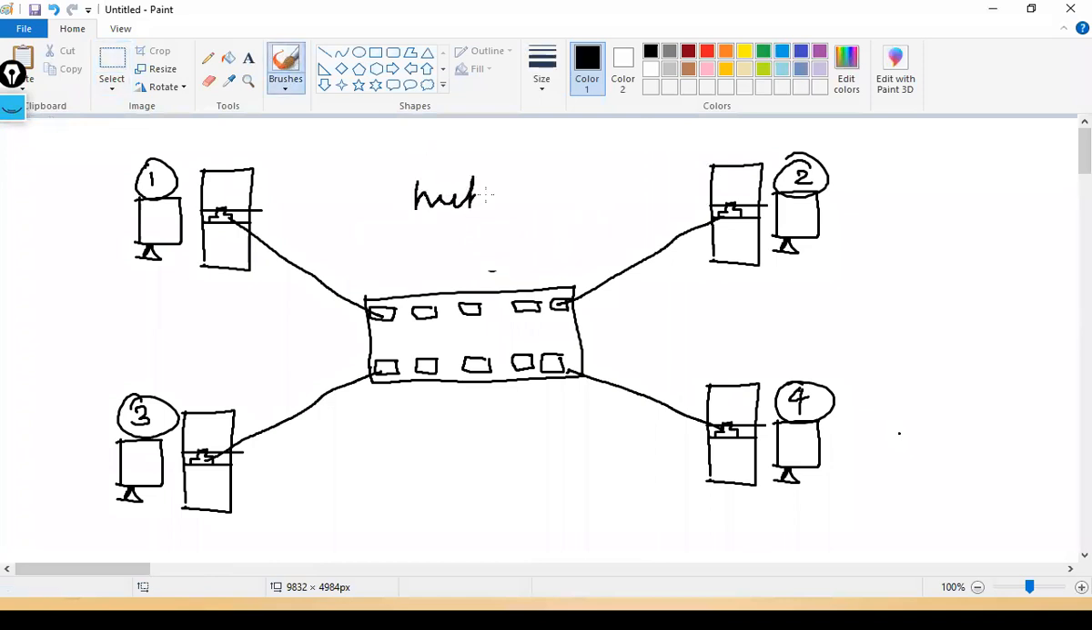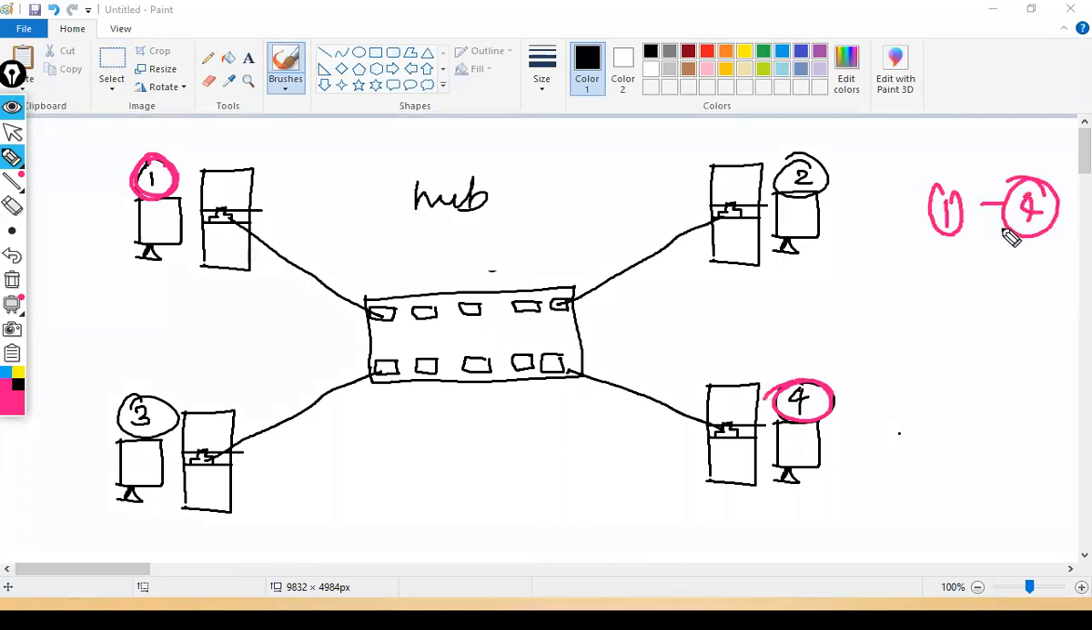Suppose this is a hub. Now, if you're sending something from the first machine to the fourth machine, you will send it to the hub. And the hub has a very disturbing property here, which is called signal broadcasting. It means if something is sent to the hub, it will broadcast to everyone.